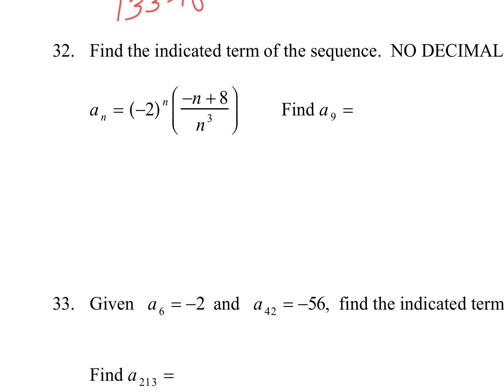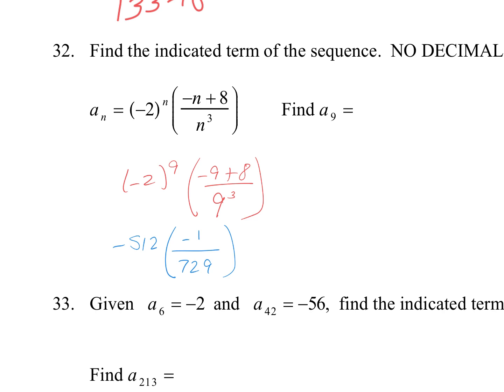in parts. So the first thing I would do here is say, okay, negative 2 to the 9th power, and then negative 9 plus 8 over 9 to the 3rd. All right, plug everything in. Now simplify each piece. On the outside, what is negative 2 to the 9th power? Negative 512, okay. And then what's negative 9 plus 8? Negative 1. And then what's 9 to the 3rd power?